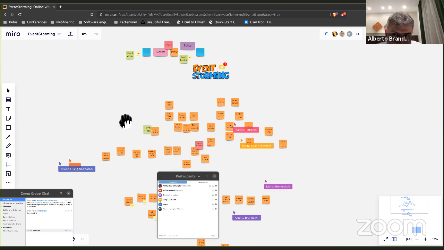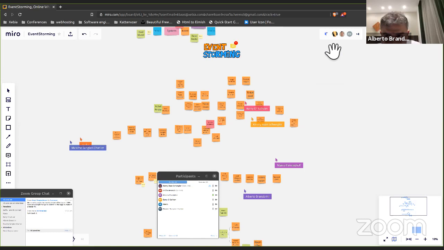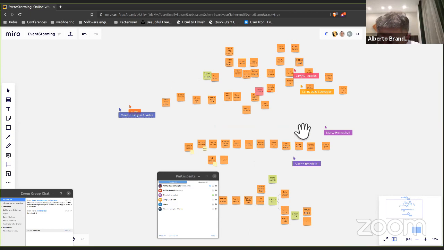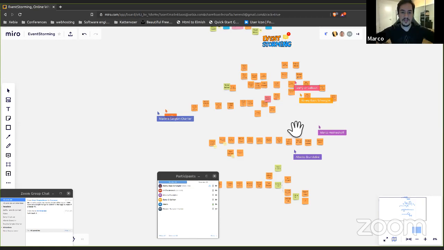Might be not a big issue for software people like us, but for other disciplines, this might become an issue. So certainly you have to really learn how to use Miro, even if it's pretty simple, but it is a tool that you need to learn. You need to understand the whole notion. Yes, of this moving.